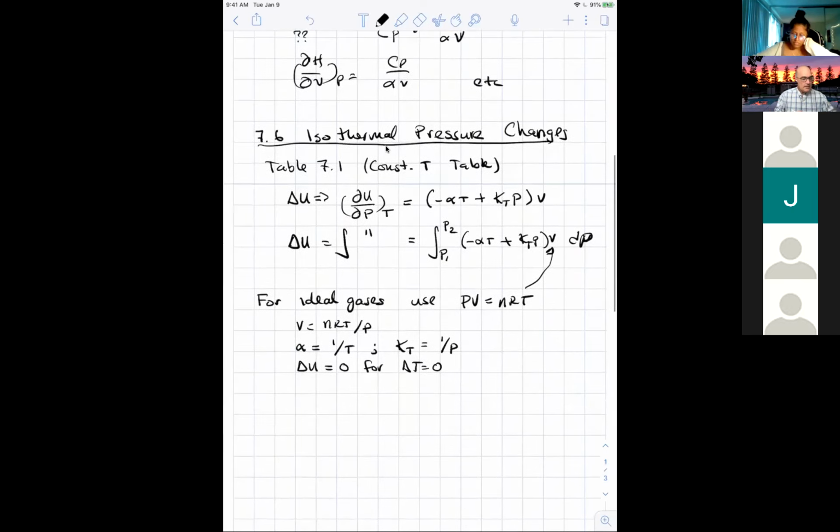Okay, now this particular problem, let me, there's two ways that we can show delta U is 0 here, right? This is one way. Delta U must be 0 for an isothermal process. The other way here is that the integral of P1 to P2, well, alpha is 1 over T. So this is -1, right? When we insert that. Kappa T is 1 over P.